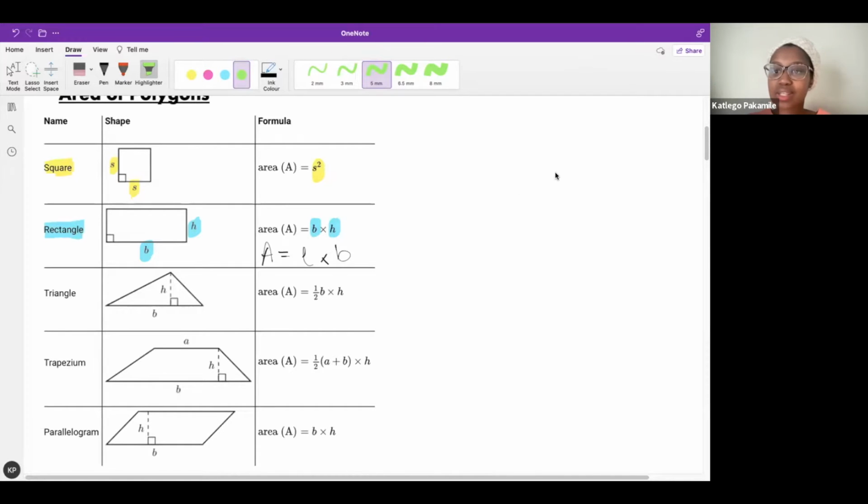Perpendicular height, and Kwezi is here with their bangs. Like, ba, ba, ba.